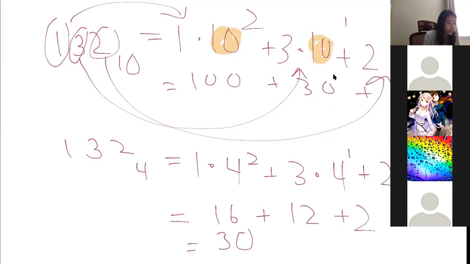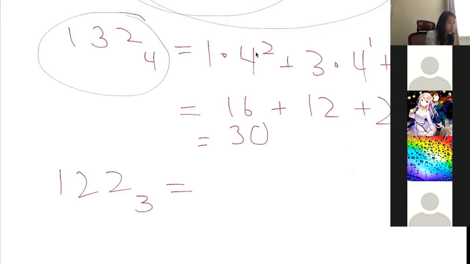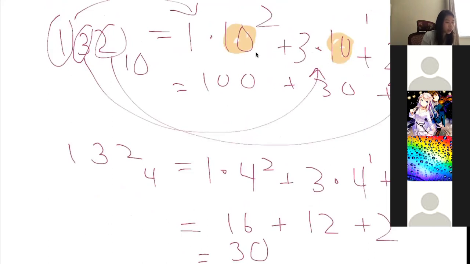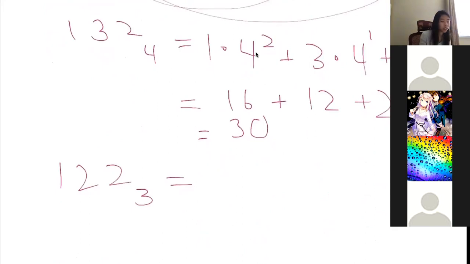All right. So let's try this problem: 122 base 3. What does this equal in base 10? But 16 plus 12 plus 2 is not equal to 132. It's equal to 132 in base 4. So this is not 132; this is 132 base 4. Up here we had 132 base 10. All right, so what is 122 base 3 in base 10?